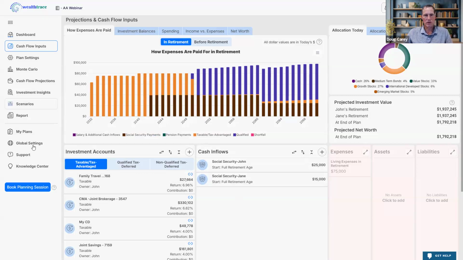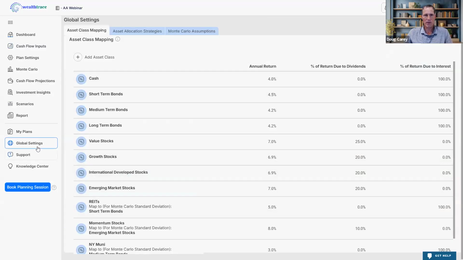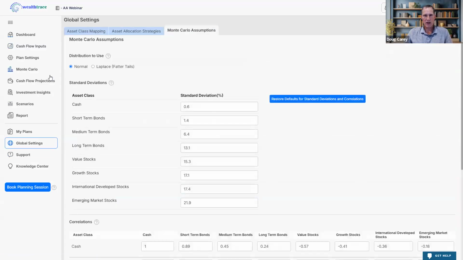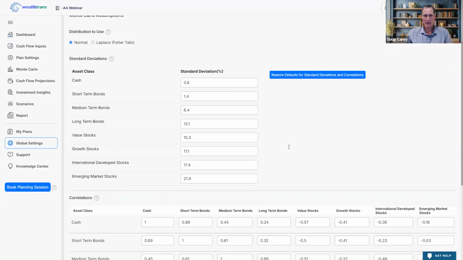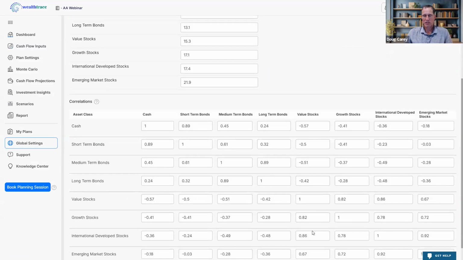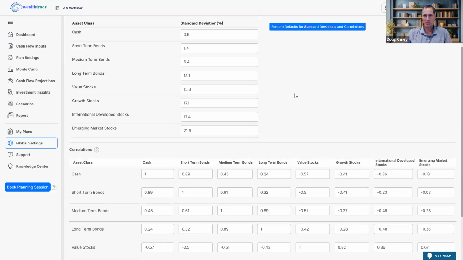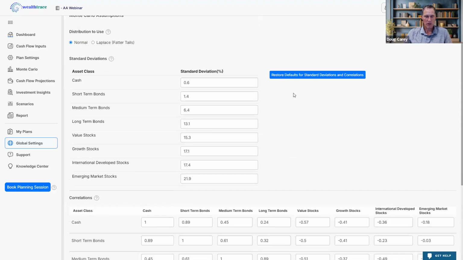Now, Monte Carlo, as I mentioned, also uses some information. Let's go back to global settings. Here are the standard deviations for these asset classes that are used. You can change this if you want. Most people don't, but you can. And here are the correlations as well. So this goes back to the correlations we were talking about earlier, where the diversification happens inside the Monte Carlo simulations. And some of them are negative, like bonds with value stocks. That's the diversification that I was referring to earlier.